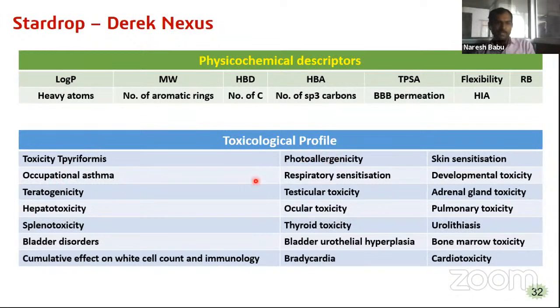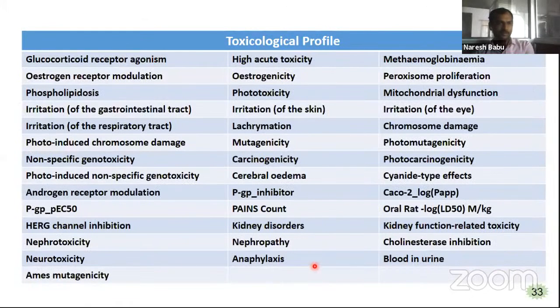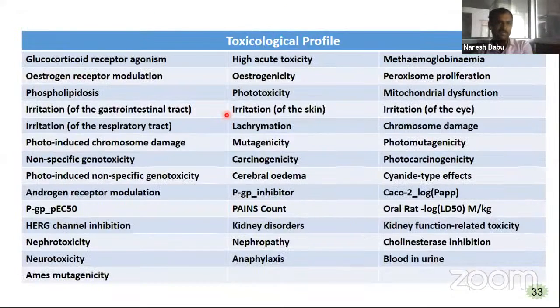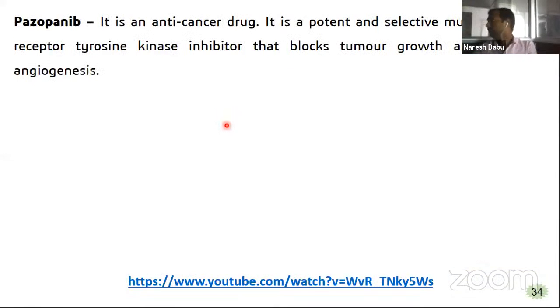So we can see different toxicities like occupational asthma, teratogenicity, hepatotoxicity, nearly 70-something toxicity studies are given, not only the major toxicities, it is also giving phototoxicity, and Ames mutagenicity, nephropathy, and kidney disorders. One good thing we can observe in this Stardrop Direct Nexus is that we can find out which functional group is responsible for that particular toxicity.